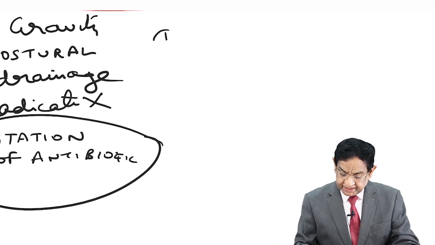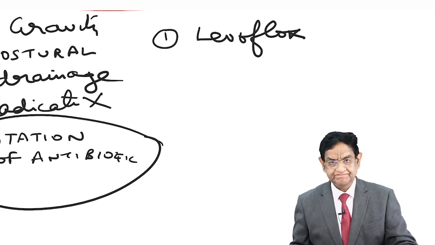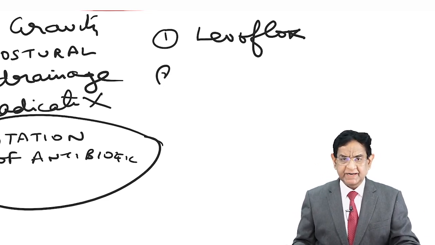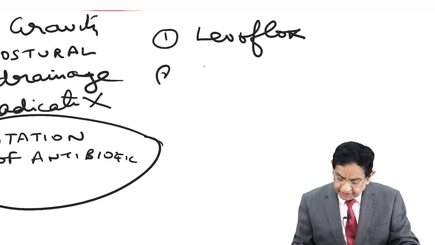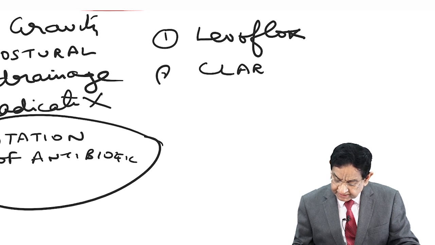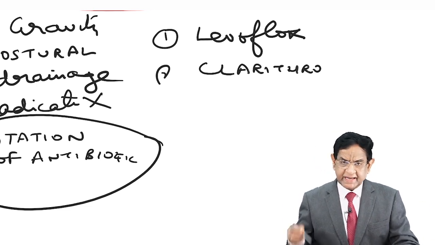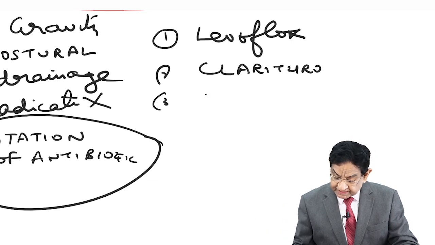You prescribe maybe levofloxacin, which is a quinolone, and you give a course of 5 days, he becomes all right. Again after a few weeks, he comes. Now you give maybe clarithromycin, which is a macrolide. Again, he becomes all right. Again, he comes back to you. This time you can give maybe a tetracycline.